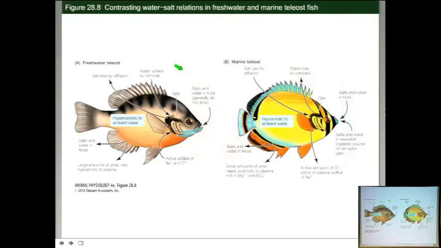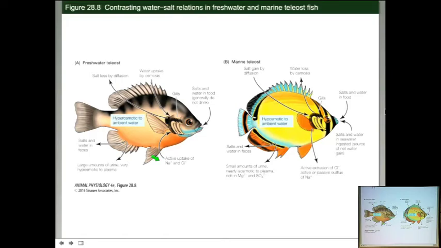Now, we can just make a quick comparison between the water and salt relationships in a freshwater versus the marine fish. So just to make sure we have this straight: the freshwater fish gain water by osmosis, whereas the marine fish loses water by osmosis. They gain salt by diffusion in the gills, and the freshwater fish, on the other hand, loses salt by diffusion. They both lose salt and water in the feces, but remember this is a fairly small amount. The freshwater fish produces large amounts of urine that are very dilute to the plasma, and they have active uptake of sodium and chloride in the gills.